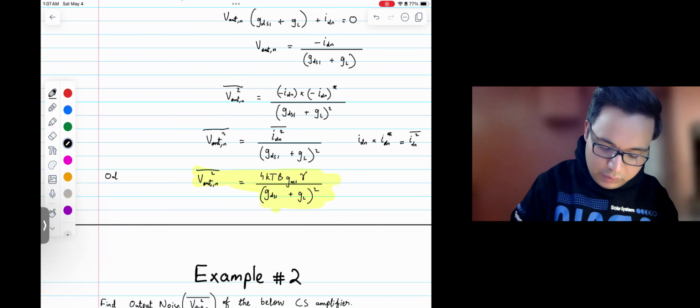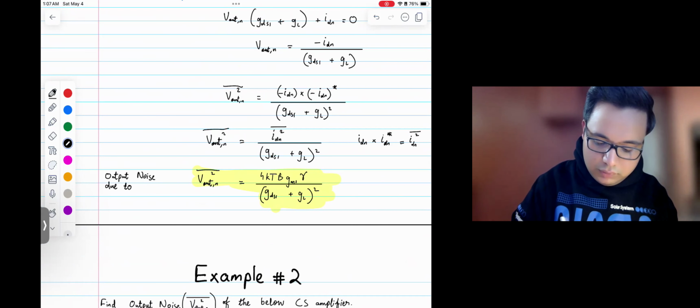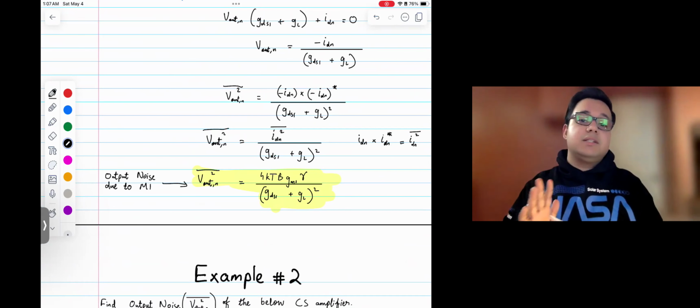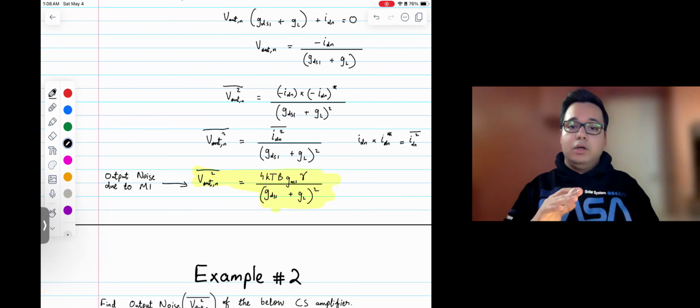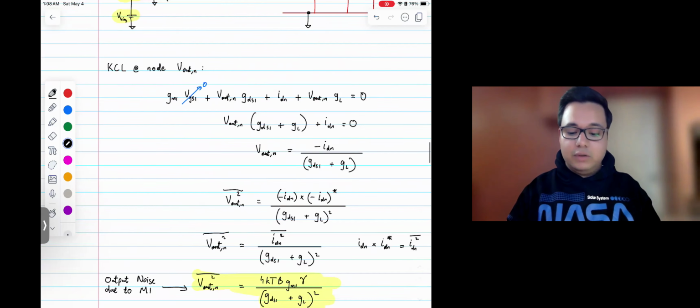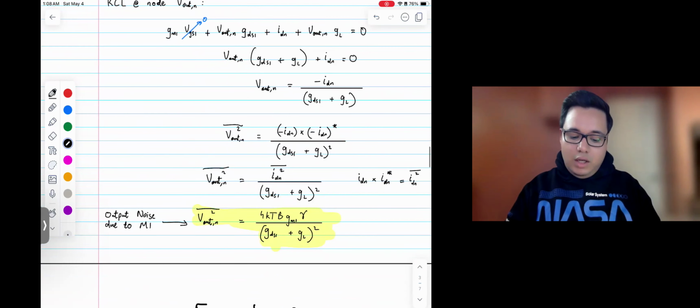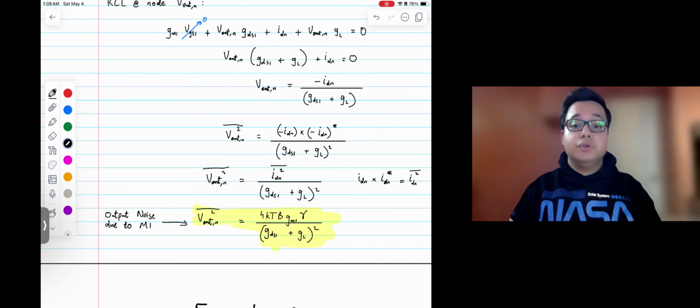So let me write it down: output noise due to thermal drain noise of M1. Remember, that's the only noise source that we have modeled right now, it's just the thermal drain noise of M1. Okay, so that's the output noise contribution due to the thermal drain noise of M1.